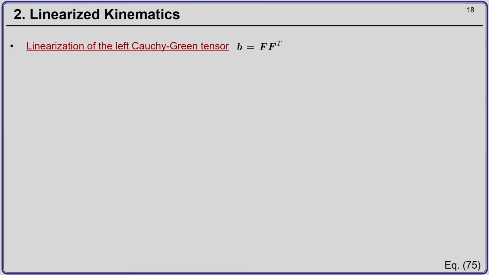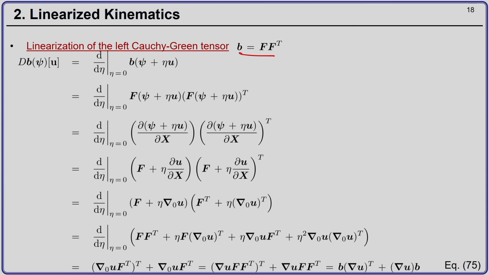Now, coming to the linearization of the left Cauchy Green tensor, which is B equal to F F transpose. So, to see this, we write the directional derivative of B in the direction u as B evaluated at psi plus eta u, derivative d by d eta, evaluated at eta equal to 0. Now, B evaluated at psi plus eta u will be nothing but F evaluated at psi plus eta u times F evaluated at psi plus eta u transpose.